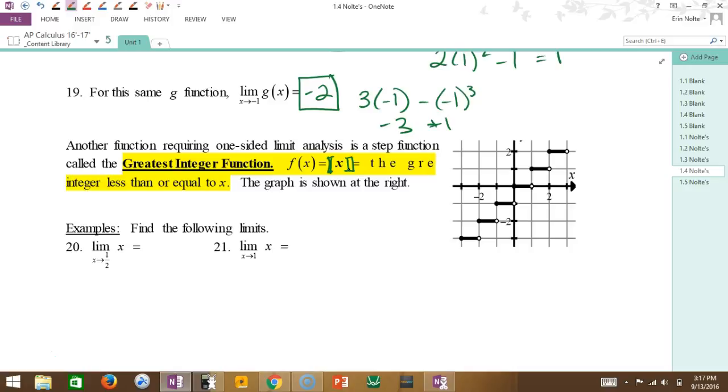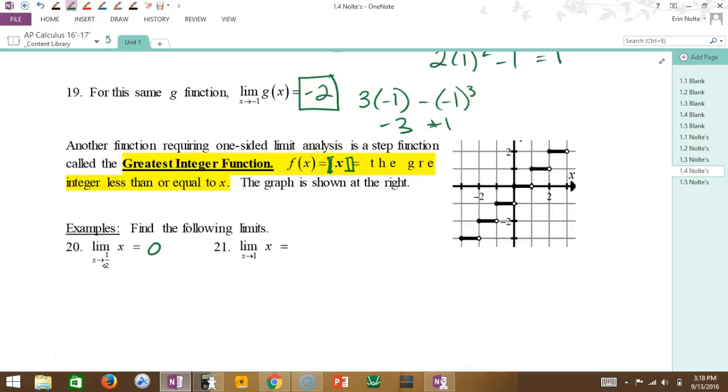Okay, so they ask us for the limit as x approaches 1/2. Okay, so if you look over here, 1/2 is right here. What is the corresponding y value there? 0. Okay, which you could input that, right? 1/2 would round down to 0. You always round down on greatest integer. Yep. Okay, what about at 1?